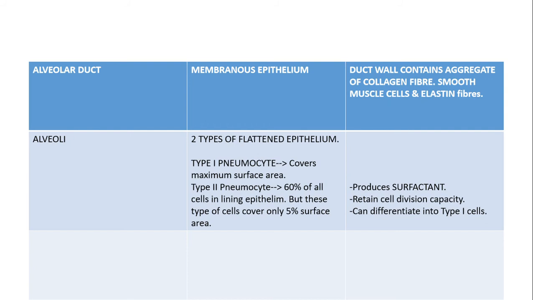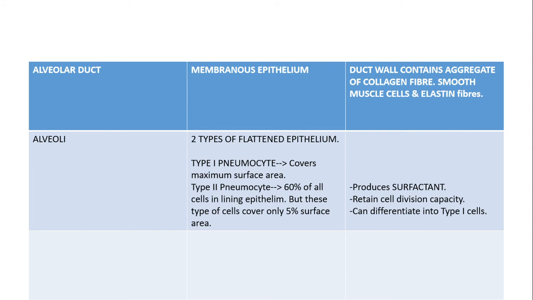So if the question comes like this, which cell covers the maximum surface area of the alveolus, then the answer is type 1 pneumocyte. But if it asks which is the predominant cell in the alveolar lining, then it is type 2 pneumocyte. So type 2 pneumocyte is predominant, its number is highest, but the surface area covered is more in type 1 pneumocyte.